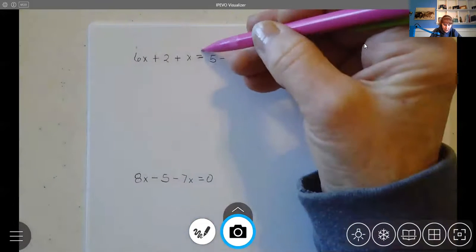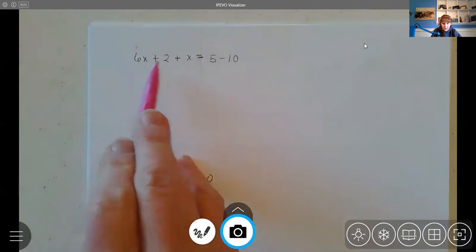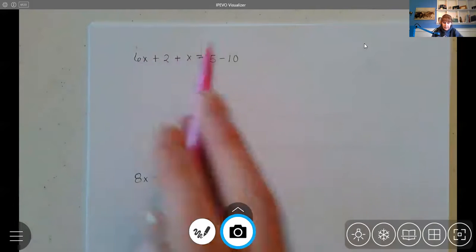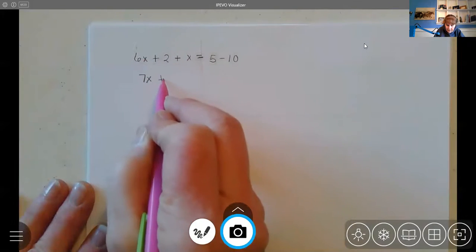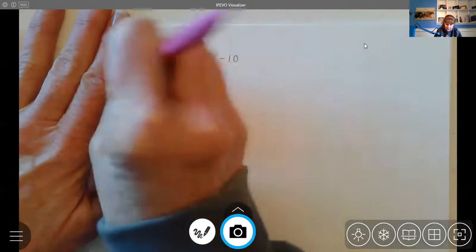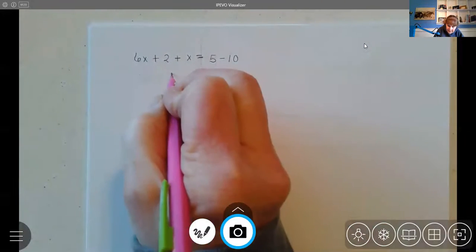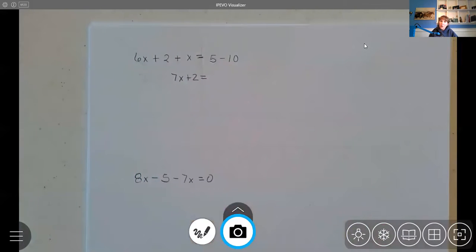So over here, and if it helps, go ahead and draw that line. Over here on the left, I'm going to take like terms and combine those like terms. 6x and 1x is 7x. The 2 stays by itself, equals, maybe I better move it over a little bit so it's closer to the equal sign. That way I can keep my line there. We have 7x plus 2 equals, that's all we can do on the left-hand side. So again, simplify your sides before we start to move.